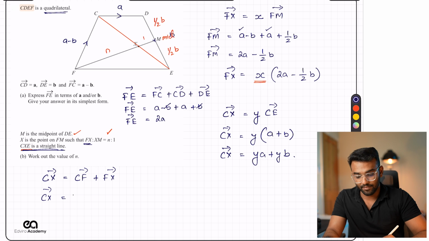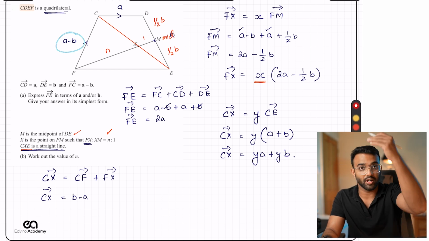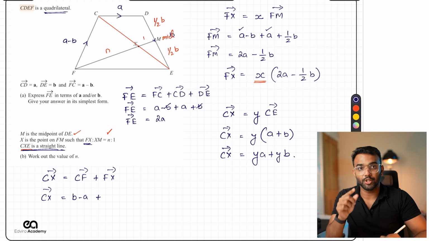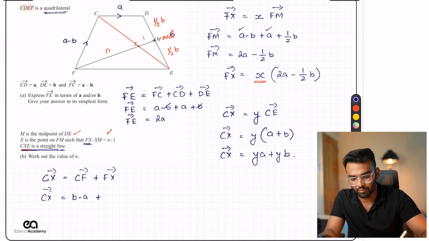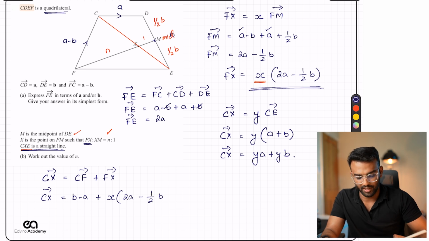So CF, what is CF? It is negative A, positive B, or we could write B minus A. The opposite signs of this, because we're going in the opposite direction. Plus FX, we just worked it out right now, which is over there. So x times 2a minus half b.